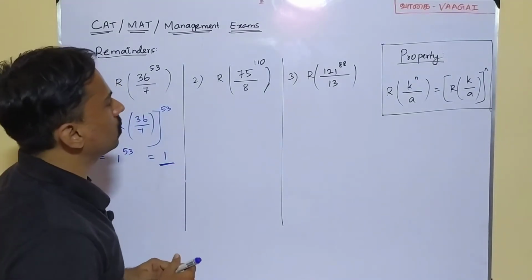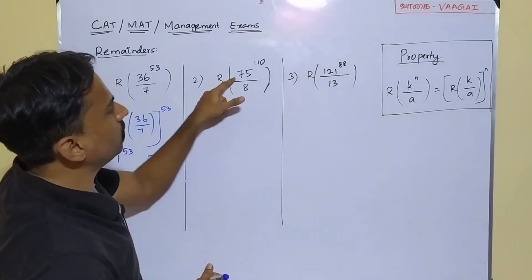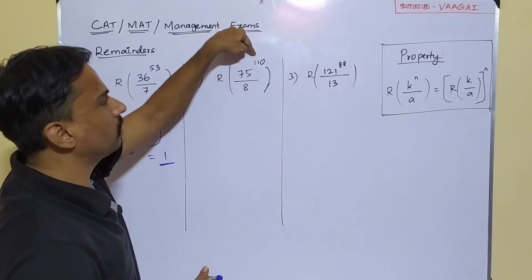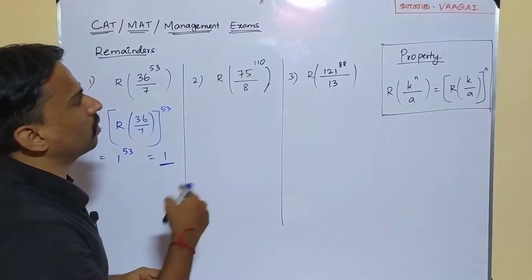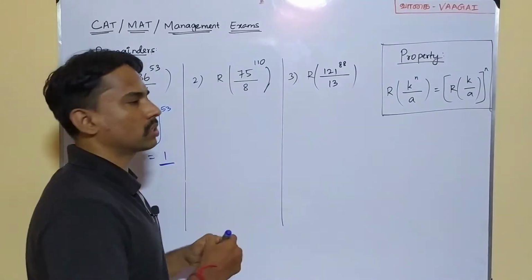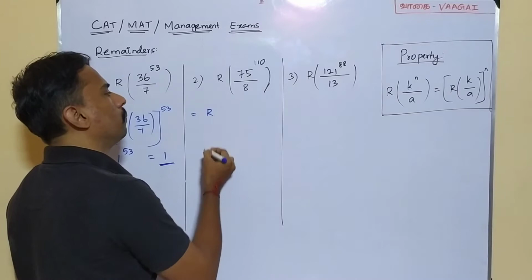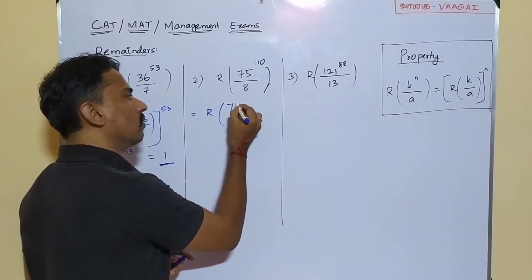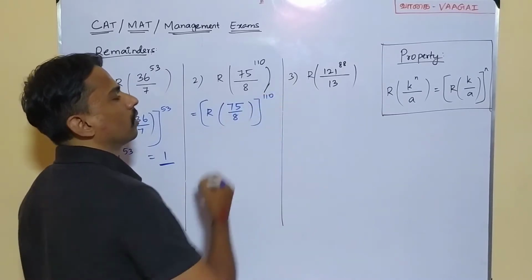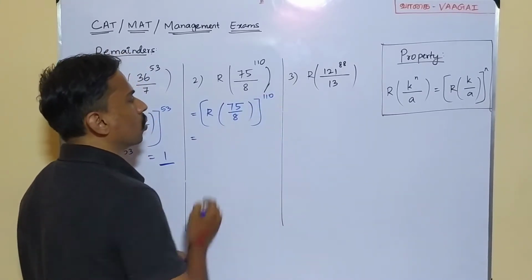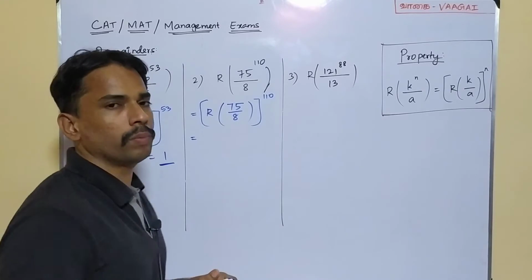Coming to the second question: what is the remainder when 75 raised to the power 110 is divided by 8? Is the question clear? 75 power 110 divided by 8. Let's do the same thing. First of all, let me find the remainder when 75 is divided by 8, then we can worry about the power 110. It's very clear: 75 by 8, what would be the remainder?